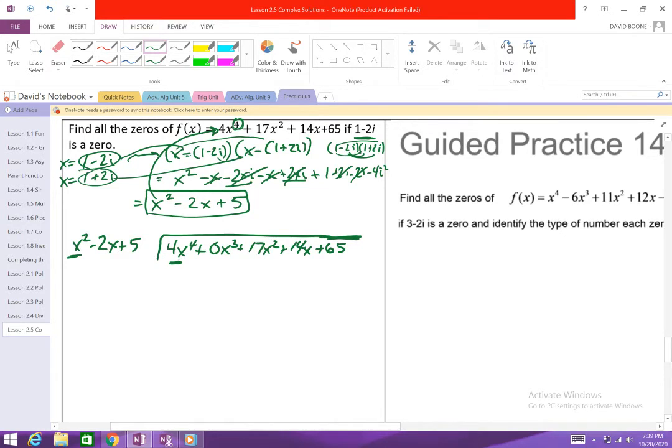So again, looking at just these first terms, what do I multiply x squared by to get 4x to the fourth? Well, that'd be 2x squared. So I'm going to line that up over here. Take this times each of those pieces. So 2x squared times x squared is 2x to the fourth. 2x squared times a minus 2x is a minus 4x to the third. 2x squared times 5 is 10x squared. And then remember to change the signs. And we can add those.